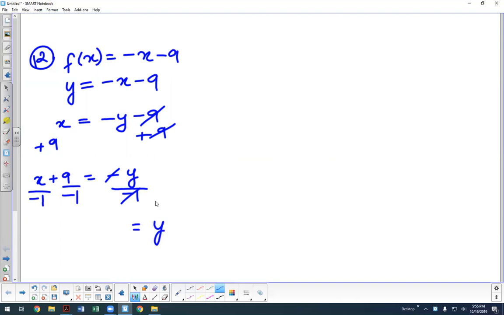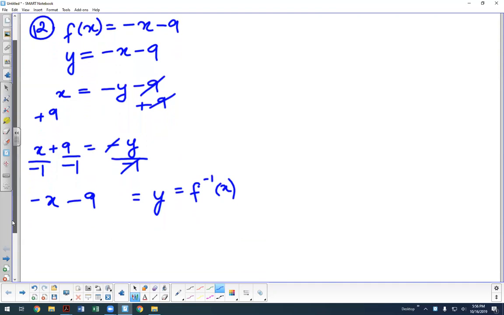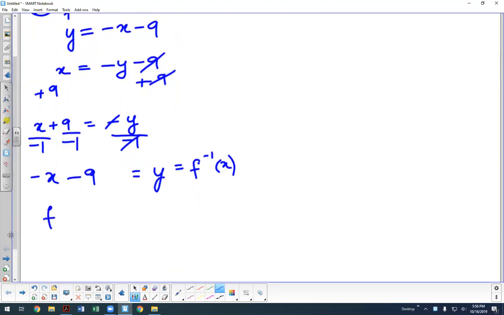And what will the left-hand side become? X divided by negative 1 will become what? Negative x. And then same thing, positive and negative will make it a minus 9. Once you get your y by itself, then the idea is just replacing the y with the inverse notation. So f inverse of x is going to be negative x minus 9.